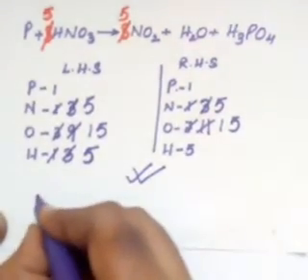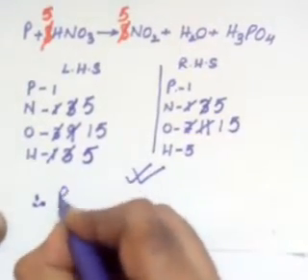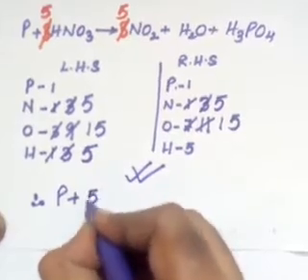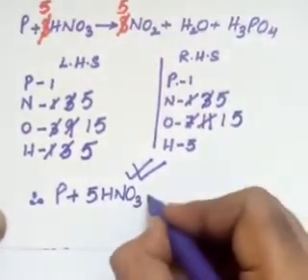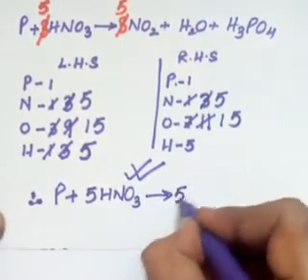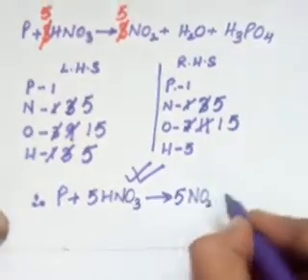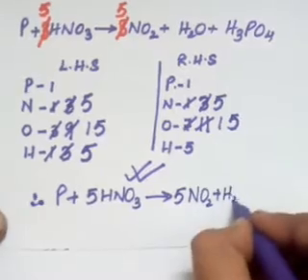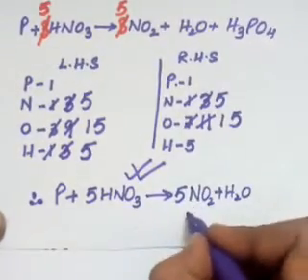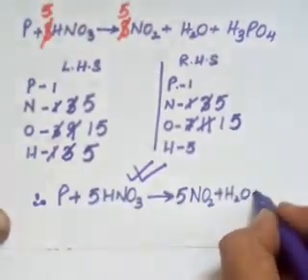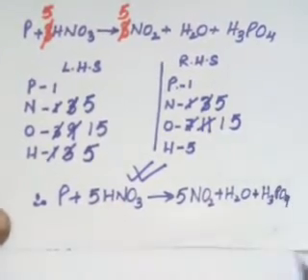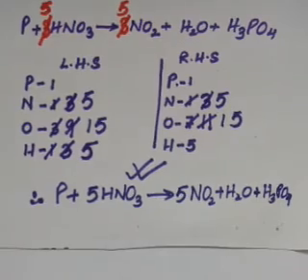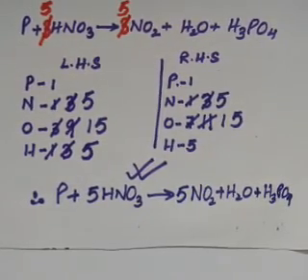So the final equation now is P plus 5 molecules of nitric acid will give 5 molecules of nitrogen dioxide, and water, and 1 molecule of phosphoric acid. So I hope this is clear to all of you, this balancing of a chemical equation with the hit and trial method.